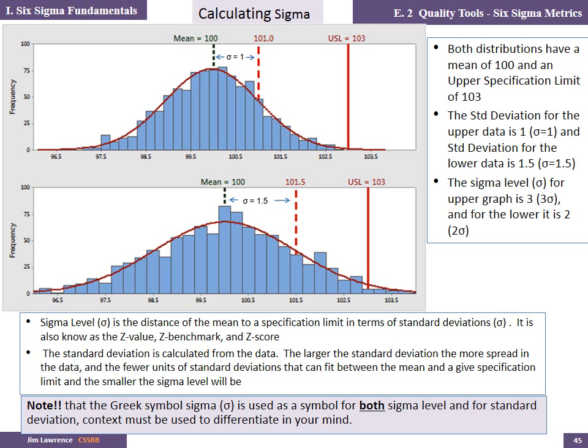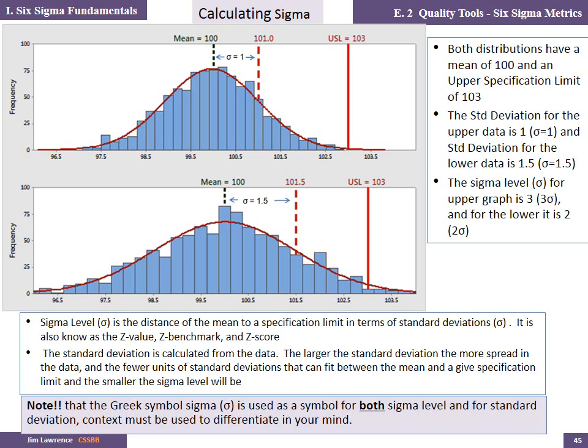Sigma level is the distance of the mean to a specification limit in terms of standard deviations. It is also known as the z-value, the benchmark z, and the z-score. The standard deviation is calculated from the data. The larger the standard deviation, the more spread in the data, and the fewer units of standard deviations that can fit between the mean and a given specification limit, and the smaller the sigma level would be. This is why variation contributes to defects, and minimizing variation will minimize your defects because you'll be further away from the line where you make defects.